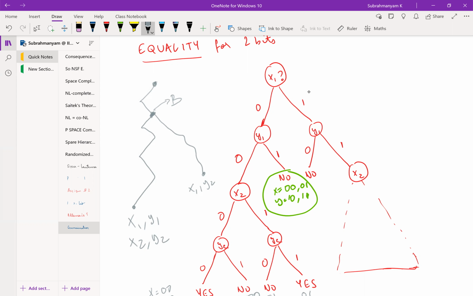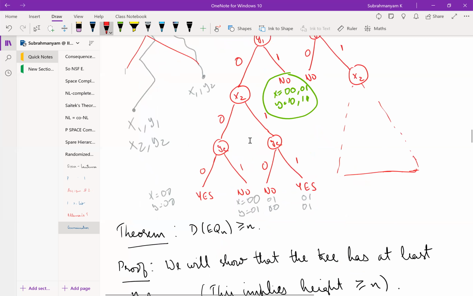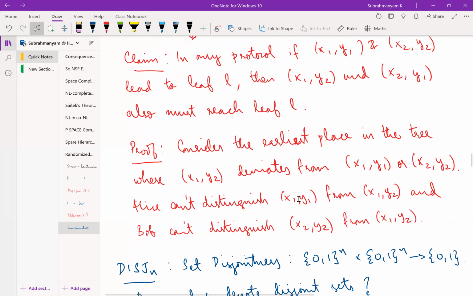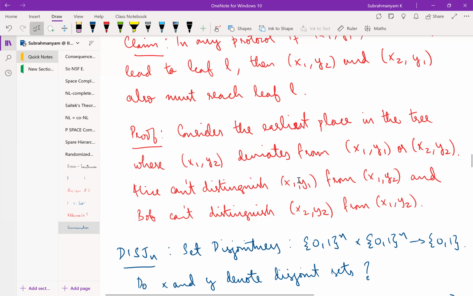He cannot deviate. So the point I am making is that whoever is supposed to speak here, Alice or Bob, they will have to follow the same path as x1, y1 and x2, y2 and end up at the same leaf. So if x1, y1 and x2, y2 go to the same leaf, then x1, y2 and x2, y1 also must go to the same leaf. The situation depicted here cannot happen. And that is what is said in the claim here. So consider the earliest place where they deviate, and at this point Alice cannot distinguish. Again, I explain more than what is written here.